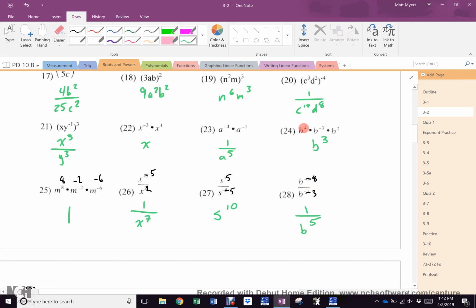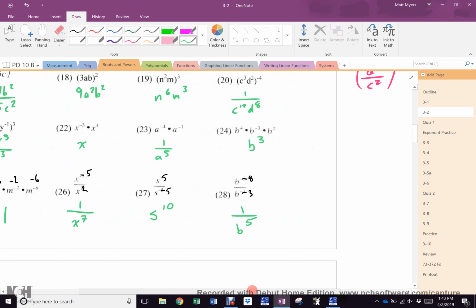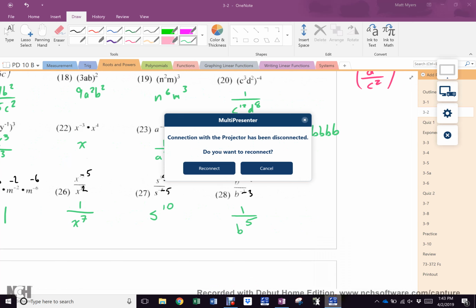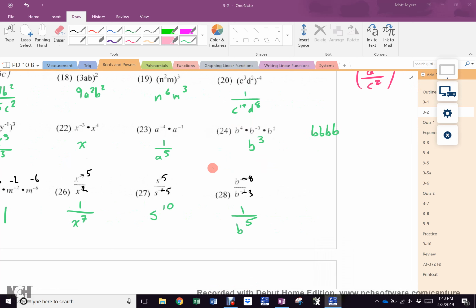24. 4 minus 3 is 1. 1 plus 2 is 3. Now, Levi, again, you should understand why. That is B. Oh, okay. Never mind then.